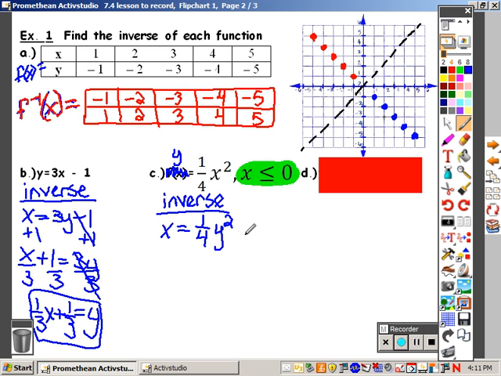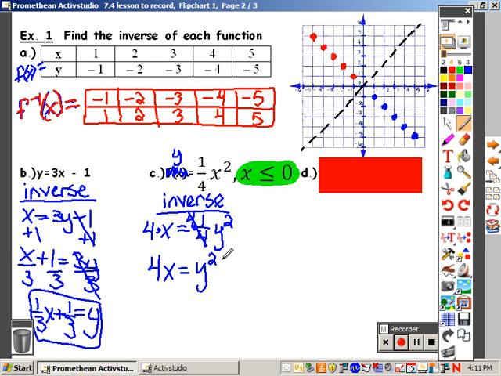With division, but I don't like to divide by a fraction. So instead of dividing by a fraction, what would I do? I would multiply by the reciprocal. So multiply by 4, or 4/1. That cancels out my fraction. I now have 4x equals y squared.